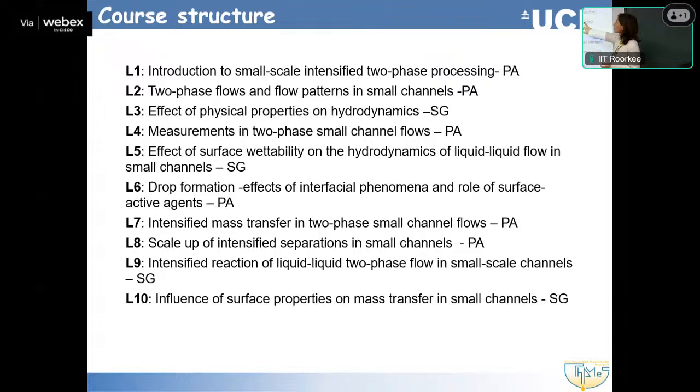And I will follow up with drop formation and effects of interfacial phenomena. This is droplet microfluidics. And the last part of the course will go into intensified processing. First of all, we will look at intensified mass transfer in two-phase flows in small channels and scale-up issues. Okay, we do things in small channels, but how do we actually increase the production if we want to do more? And again, Professor Ghosh will discuss reactions and the influence of surface properties on mass transfer.